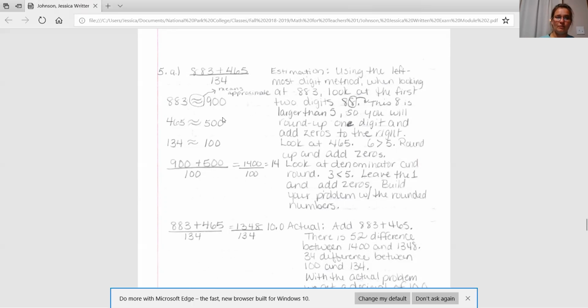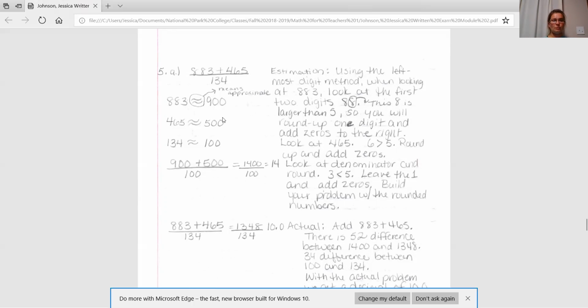So you're going to make the 4 in the hundreds place a 500. And then 134 approximates 100 because 3 is not larger than 5. So you're going to leave the 1 in the hundreds place as a 100. So you take 900 plus 500 divided by 100 and you'll get 14.